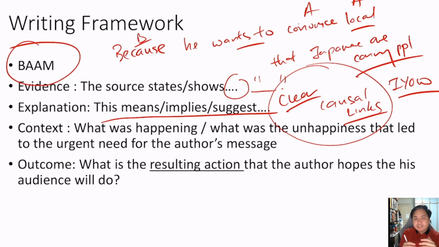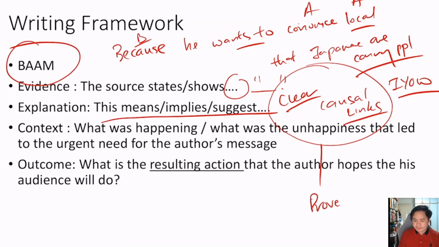Next, context. Now, next you write down what was happening, right? In every single purpose question, there is a context, right? The reason people produce a poster or a picture is because it has a purpose, right? And to understand the purpose, you must know the context. Context, which is what is happening at the time. If possible, what are the unhappiness that led to the urgent need for the author's message? Normally, the author will want to portray something because of the context, because something is happening. So go and find out what it is. Look at the provenance, right?